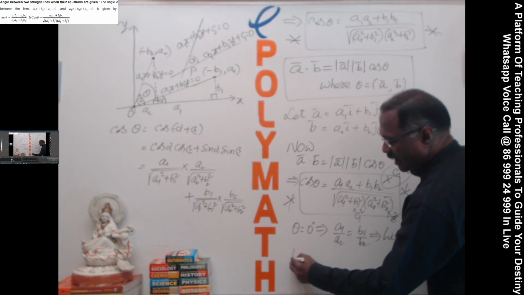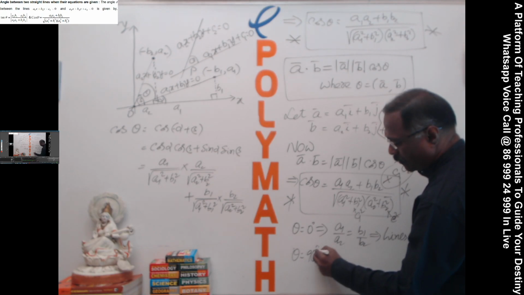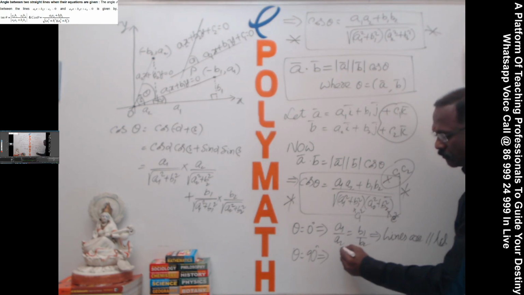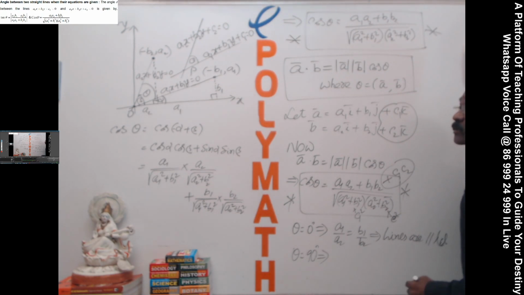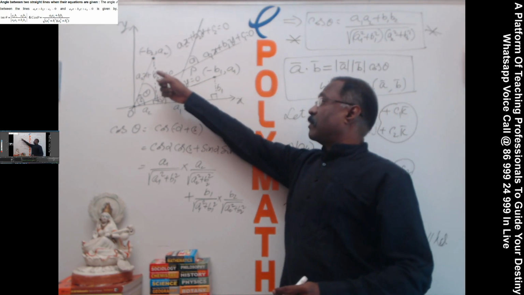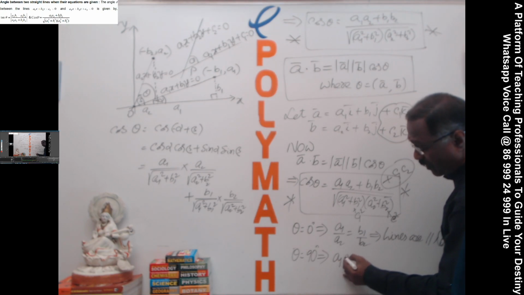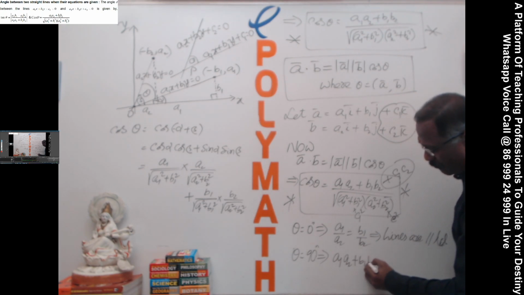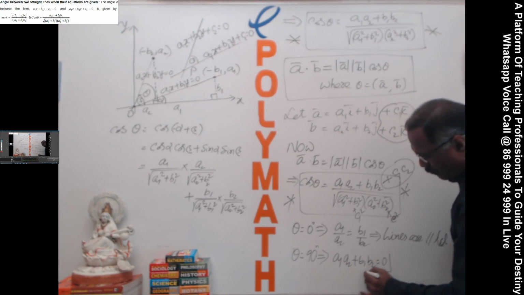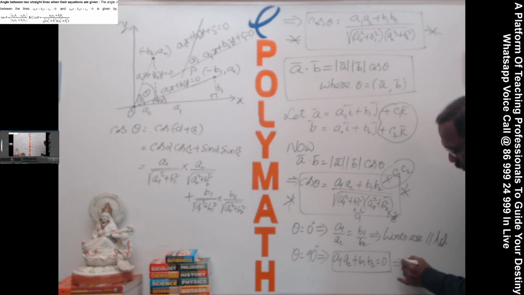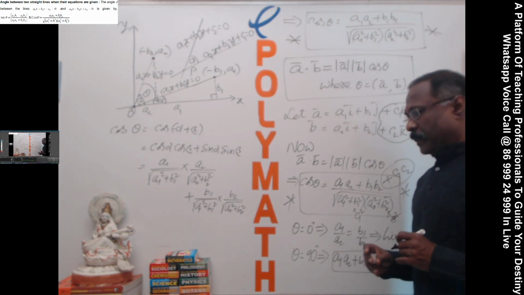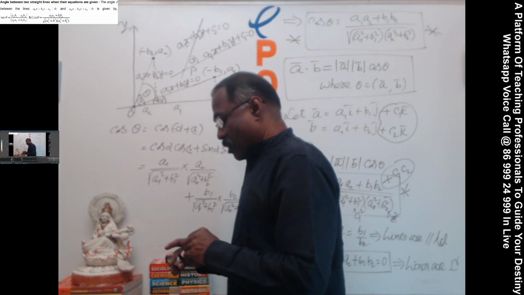Okay, if theta is 90 degrees, then the product of the slopes is minus 1. Minus A1 by B1 into minus A2 by B2 is equal to minus 1. Thereby A1 A2 plus B1 B2 equal to 0, which implies lines are perpendicular. That's what you have to understand.